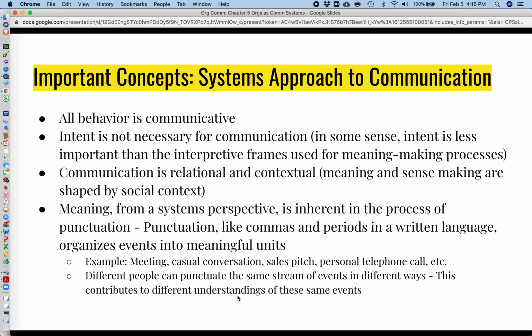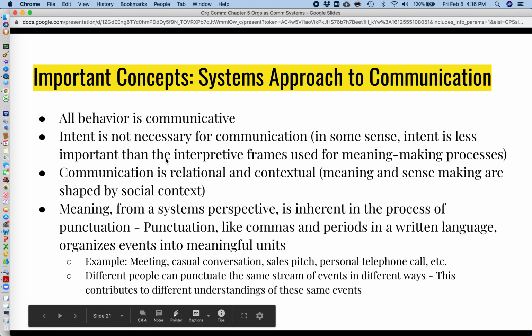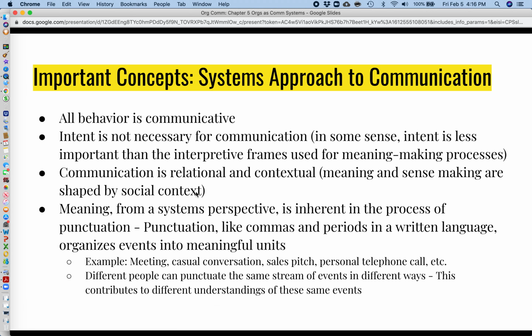This is something that I talk about a lot in all my classes, the idea that meaning isn't made when you speak the words. Meaning is made when the other person hears them and thinks about them and tries to figure out what you're saying and the meaning that they make in their own minds. So again, intent isn't necessary for communication. And communication, the act, is relational, so it depends on your relationship to the person or persons you're communicating with. And it's contextual. That means the way that we make sense out of what people are saying to us is all really based in context, on the situation.